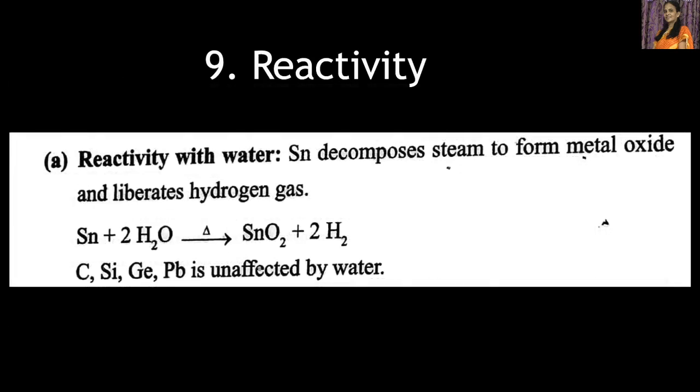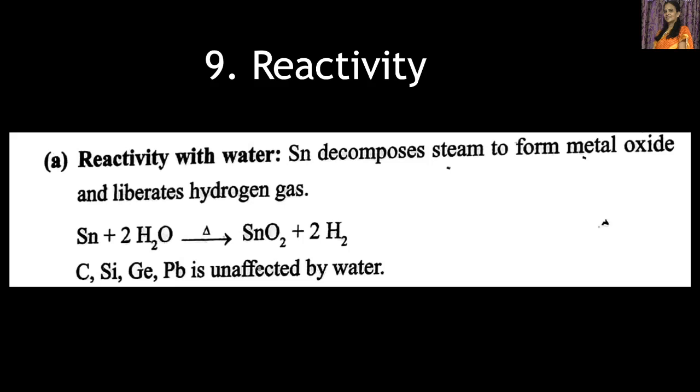Next, let's see the next property, that is reactivity. Reactivity with water. Here, these are the elements: carbon, silicon, germanium, tin. They have no reaction with water. They are unaffected by water.